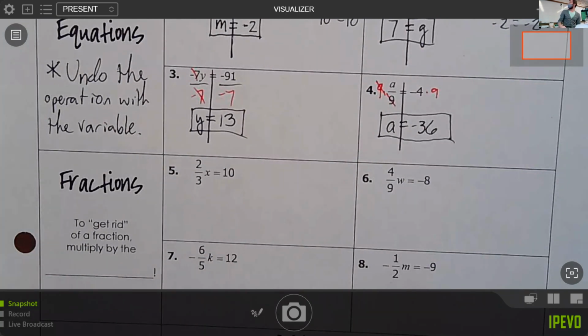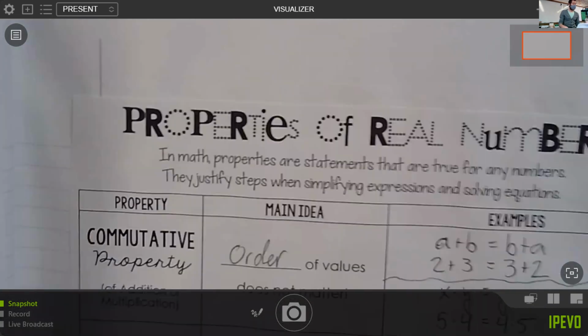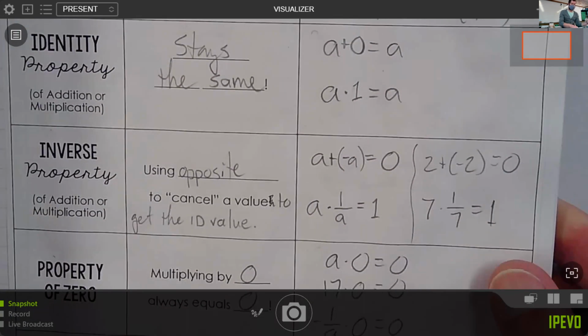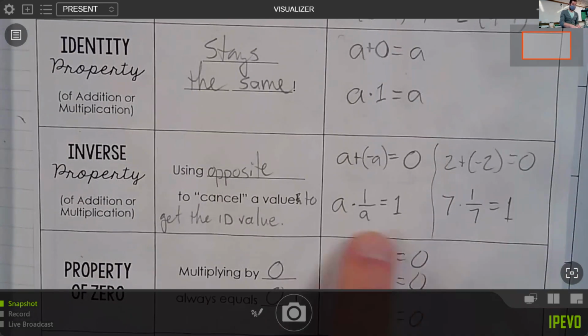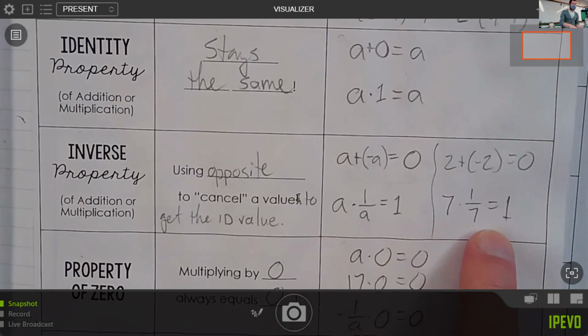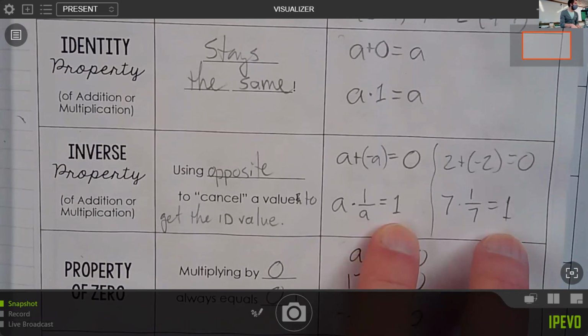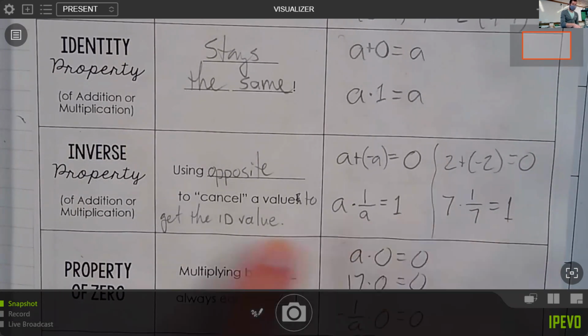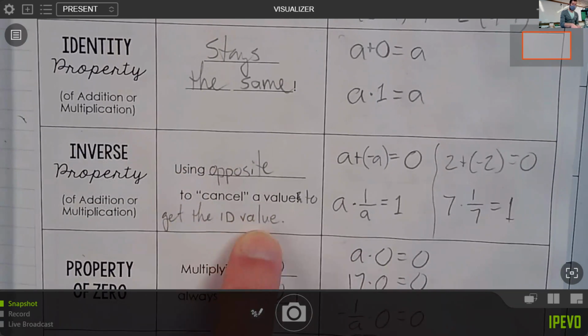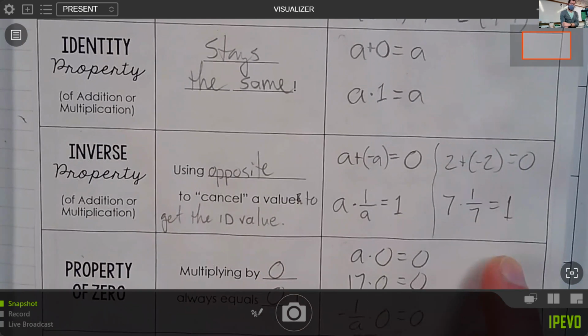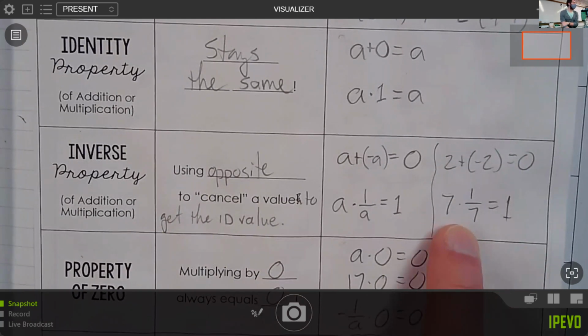I'm going to go back to our properties of real numbers real quick that we did a little while ago. And I'm going to point out the inverse property real quick as well. And if we look at the multiplication here for the inverse property, the result is 1, which is what we're looking for here. So it says using the opposite to cancel the value to get the identity value. So we want the identity value of multiplication, which is equal to 1. What do we multiply by in order to make that happen?